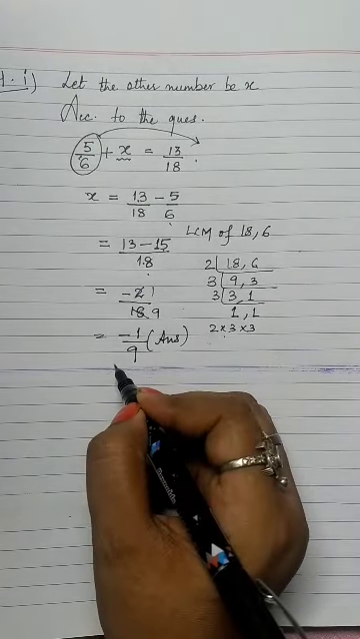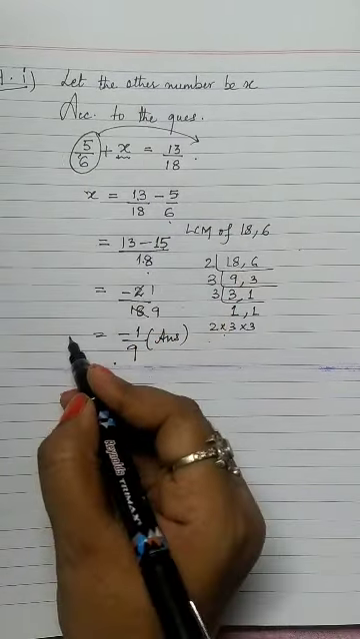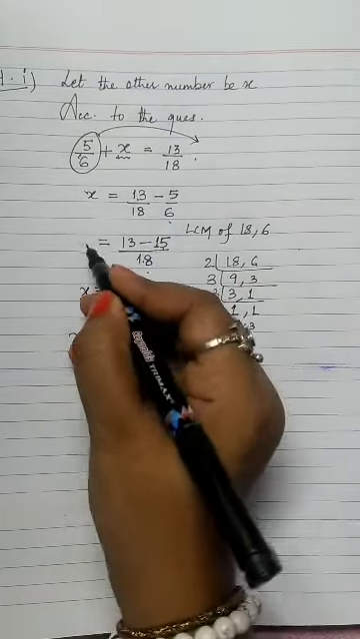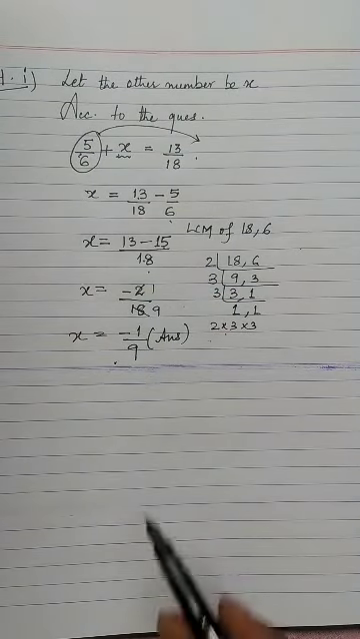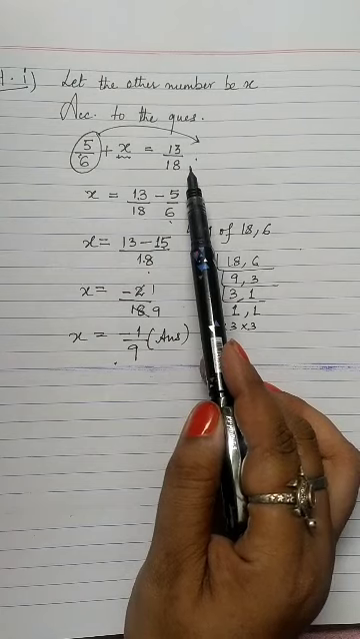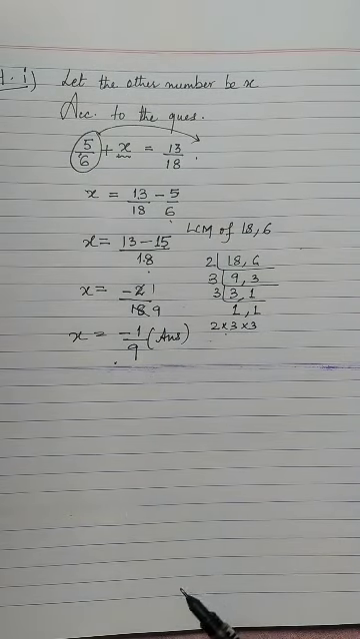What is this minus 1 upon 9? Minus 1 upon 9 is the other number, that is x. x is minus 1 upon 9, which will be added to 5 by 6 to give you 13 upon 18. You can just check your answer by substituting the value.